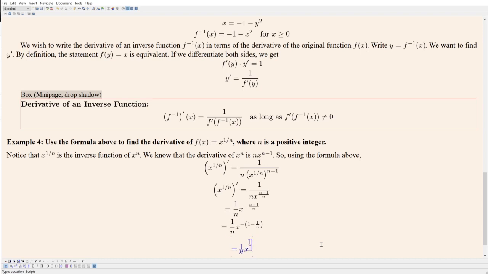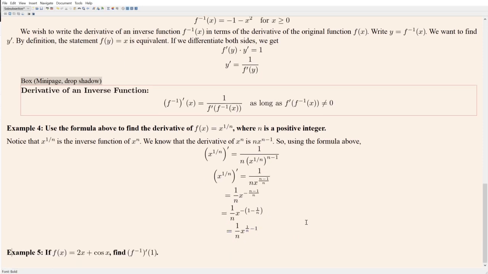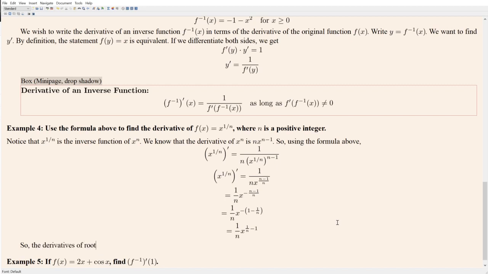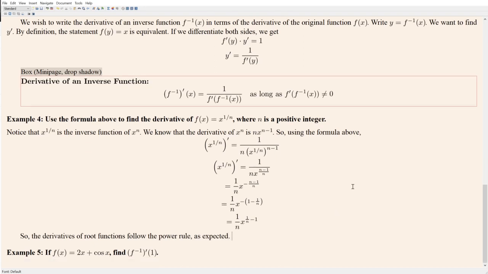So remember what I'm trying to do here. I'm trying to show that this follows the power rule. If you distribute this, this negative 1 over n becomes positive, and this positive 1 becomes negative. And hey, wouldn't you know it, that's exactly the power rule. I took 1 over n, pushed it out front, and then subtracted 1 from it. So the derivatives of root functions follow the power rule, as expected. And that's just a direct application of this formula.